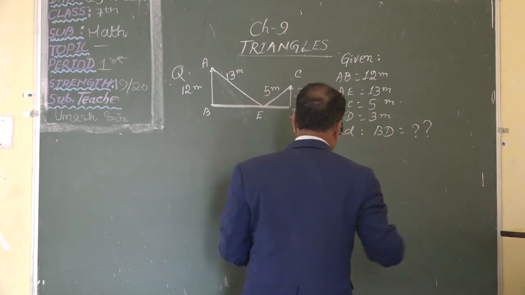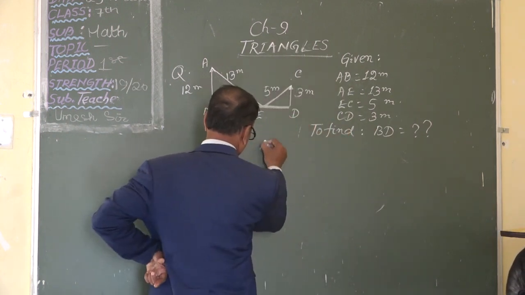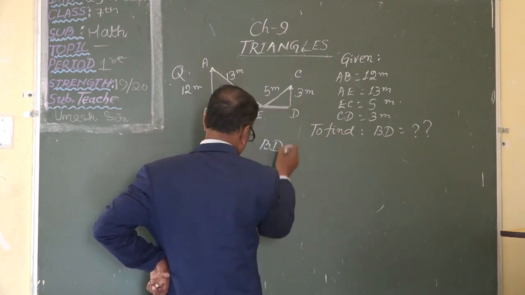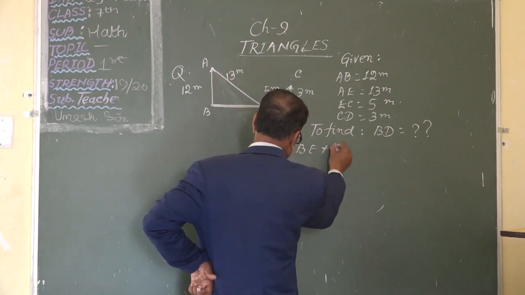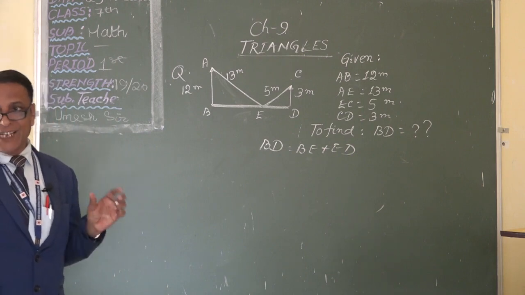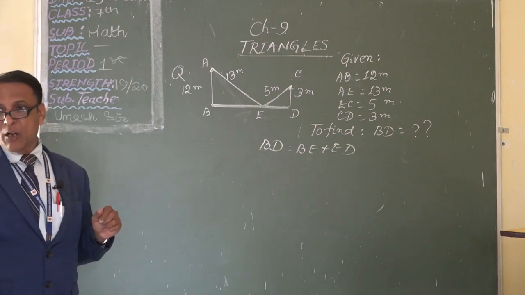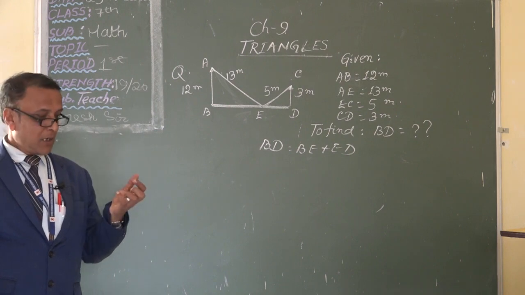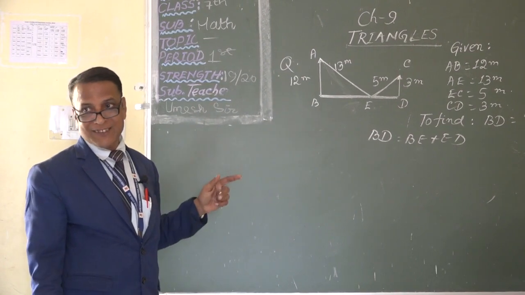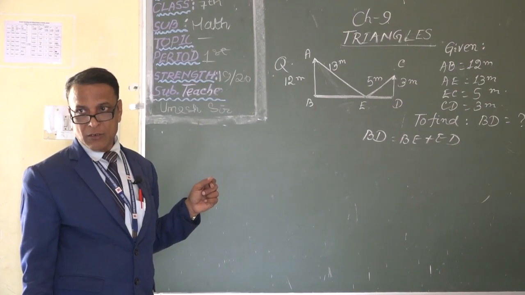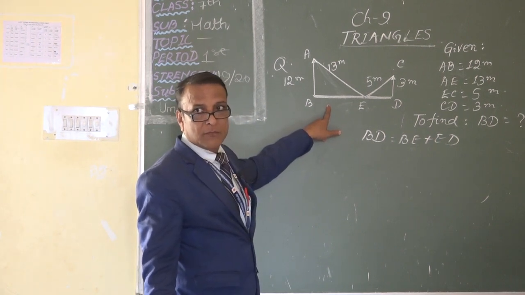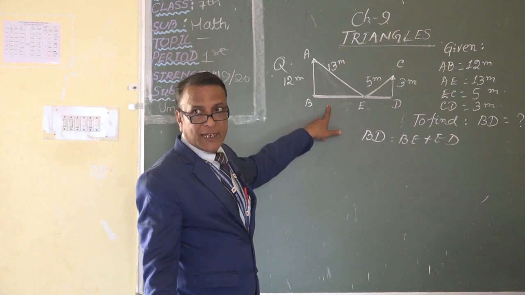Now BD is equal to BE plus ED. If we find separately the length of BE and then the length of ED, and then add these two, we will get the total length, that is BD. Yes or no? Now, to get BE, which triangle will we apply and use?